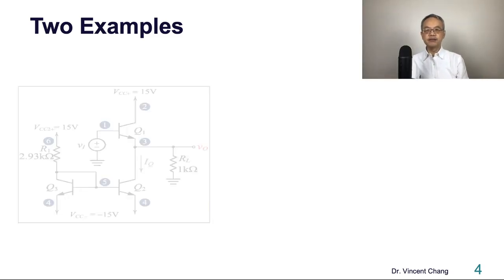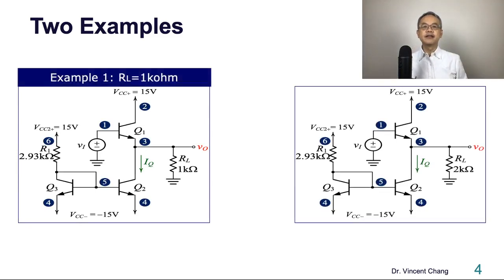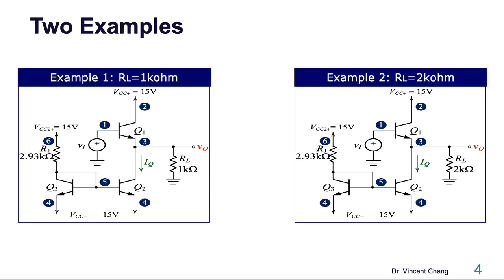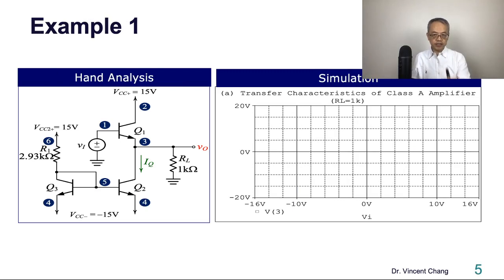The first one, with a load resistance of 1 kilo ohm, is on the left. Example 2 on the right has a load resistance of 2 kilo ohm. So 1 kilo ohm on the left, 2 kilo ohm on the right. The rest of the circuit is the same. The two circuits are the same except for different load resistance. So here's example 1.